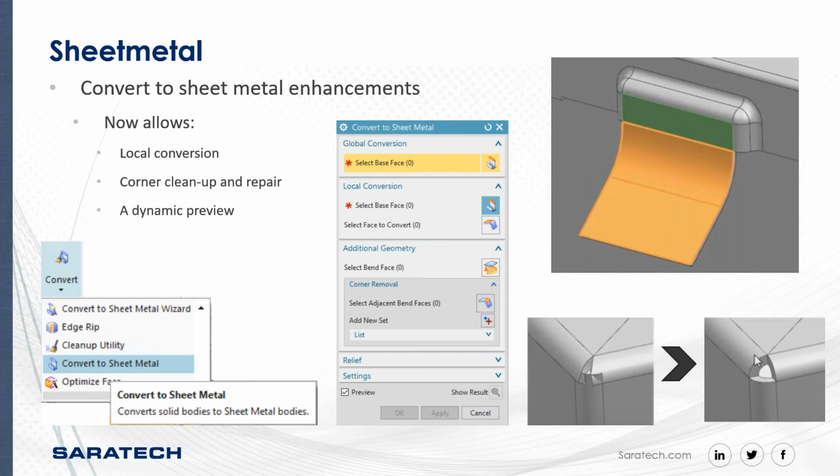So convert to sheet metal enhancements. So now we have a local conversion. So what I mean by local conversion here in NX12 is if I wanted a conversion just of this one little section of it, that is a local conversion, where in the past we just had a global conversion. So now we also have a corner cleanup and repair. So as I'm selecting adjacent faces, this is kind of like the corner is going to be, but as I'm cleaning up my corners and my preview is turned on, I'm going to see a nice sharp corner here. So the dynamic preview is a good enhancement while I'm cleaning up that corner.